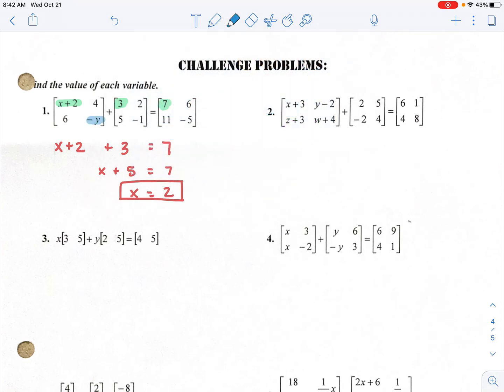We're going to see if there are any other variables here. It looks like I've got one more variable, this -y, which is in the second row, second entry. So I'm going to look over here. Second row, second entry is -1. Second row, second entry is -5. So my equation here would be -y plus -1 equals -5. That's -y equals -4, so y equals 4. And so on and so forth from there. So you can have multiple variables.